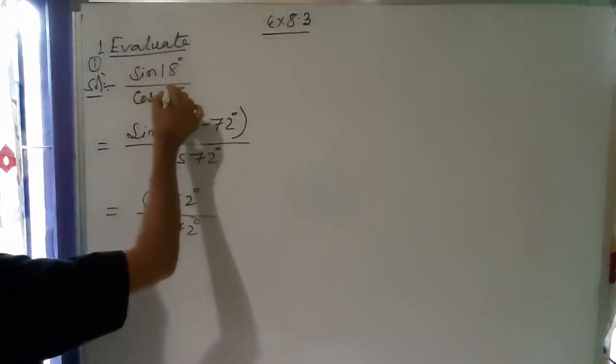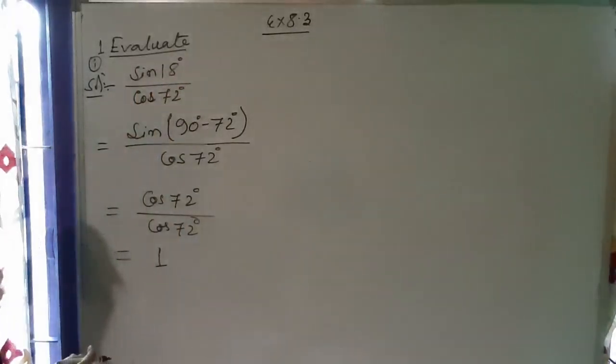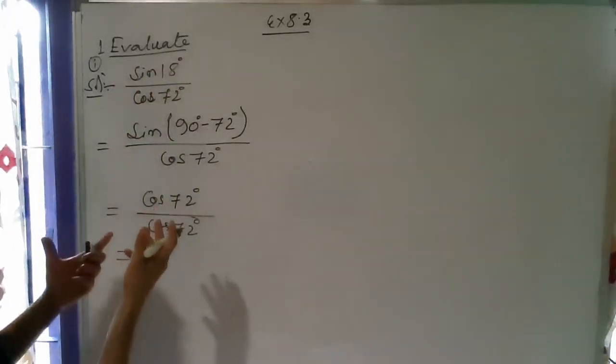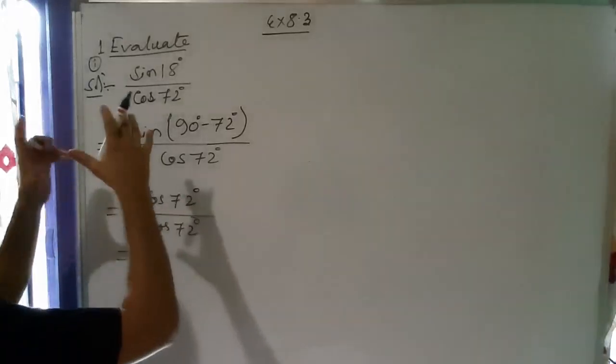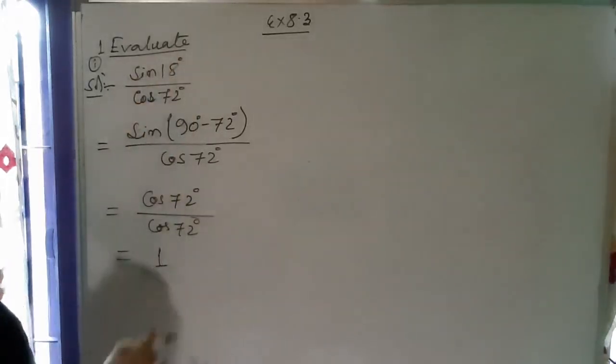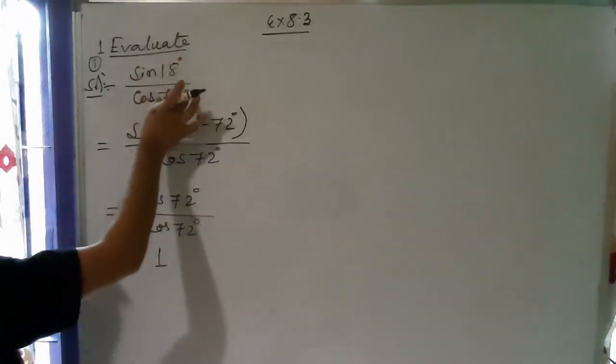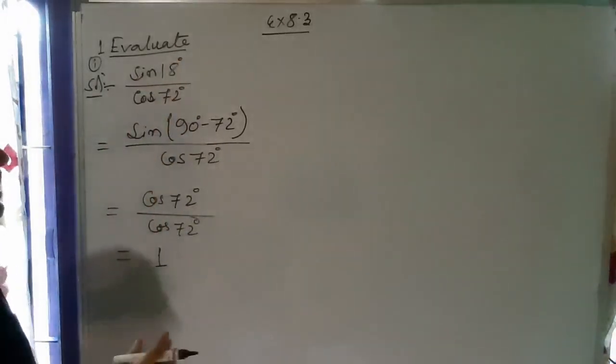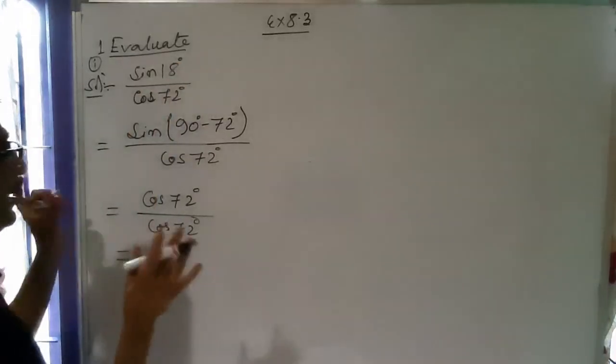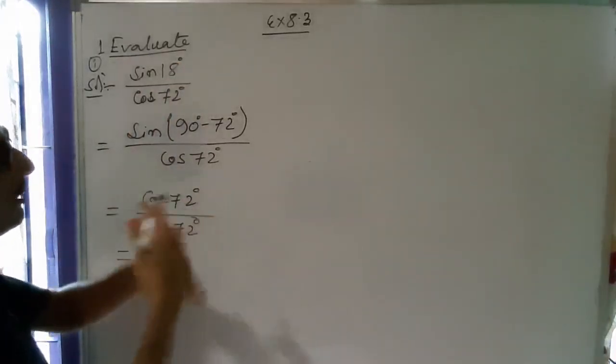You check here, 18 and 72 are not our special angles. We need not think of finding 18 degree and 72 degree. We don't have their values, so we are not going that way. We will have to check differently.